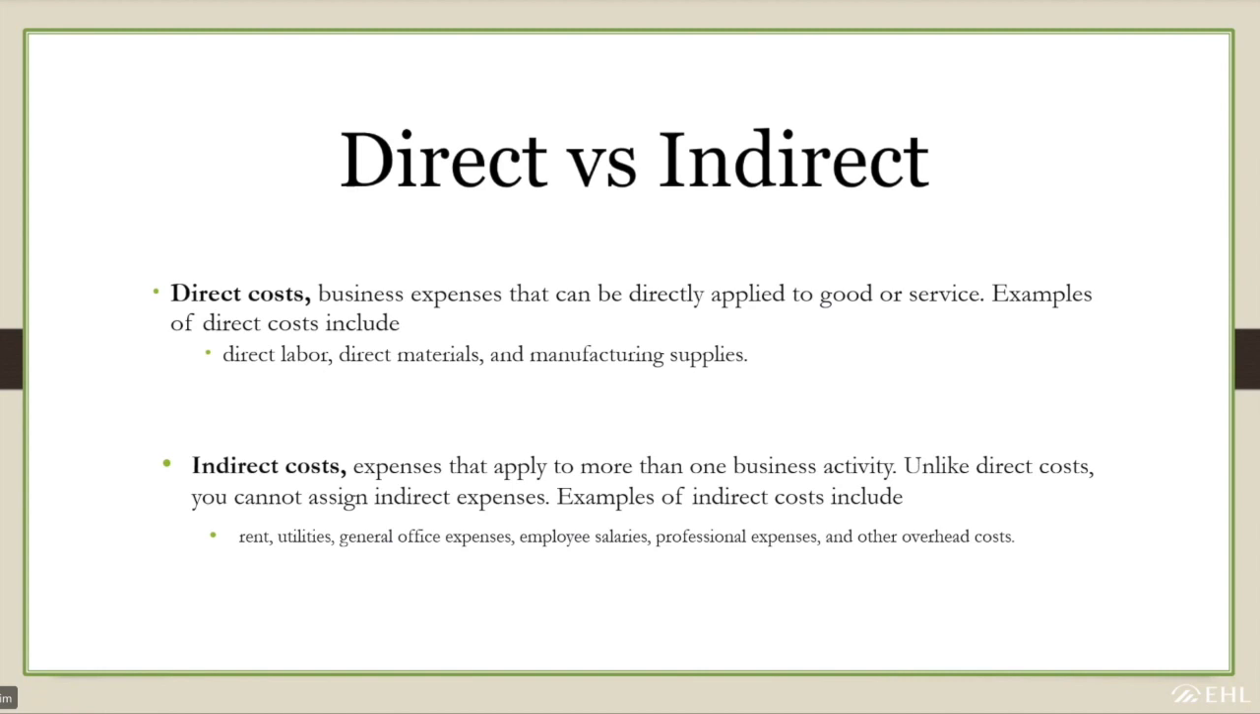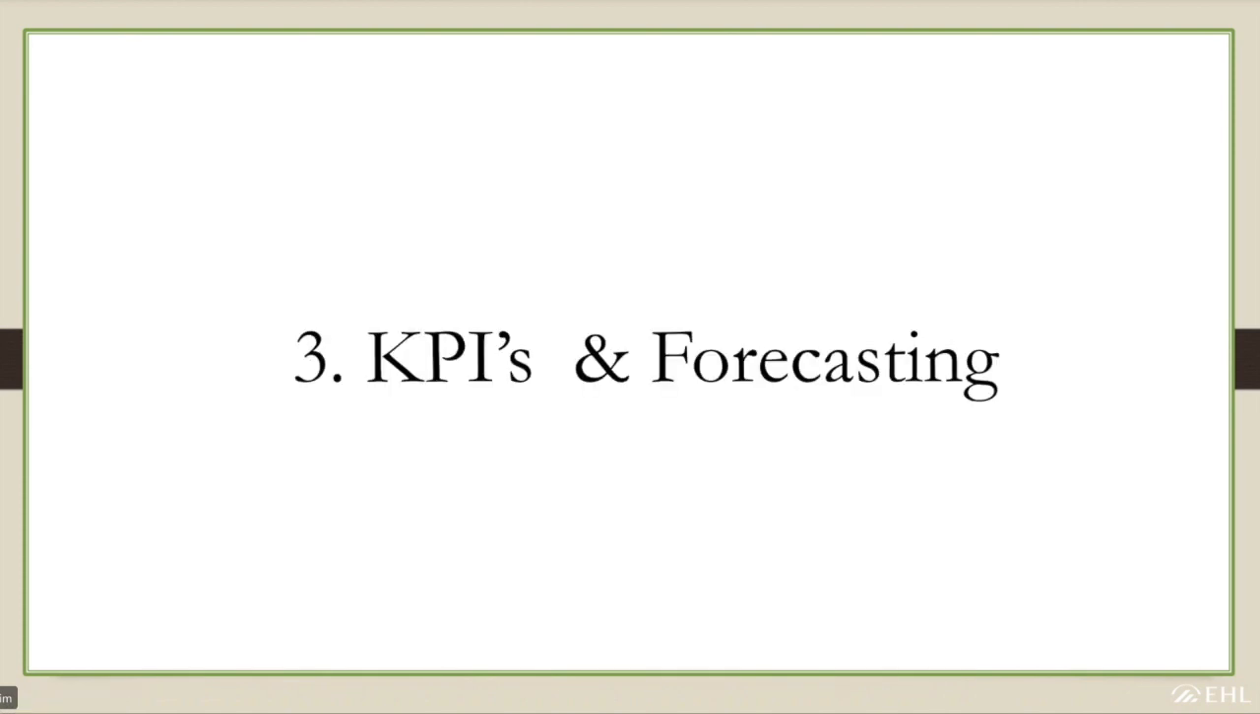Perfect. Direct costs. We see that this is something that can be directly applied to goods or services. So, for example, materials, manufacturing supplies, etc., which have a direct impact on what we produce and how we produce it. And indirect costs are everything that can't be attributed to what we put out in the end, so not accumulated to the dish. So, for example, general office expenses or employee salaries or professional expenses. This is not something that technically has an effect on the dish we sell, in this case.